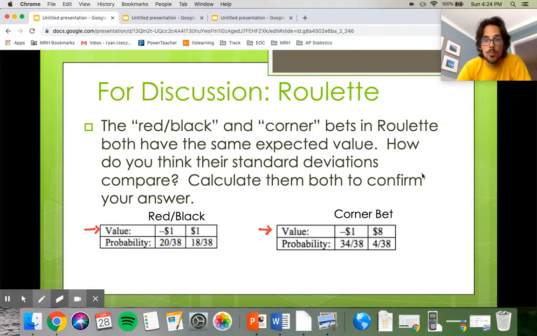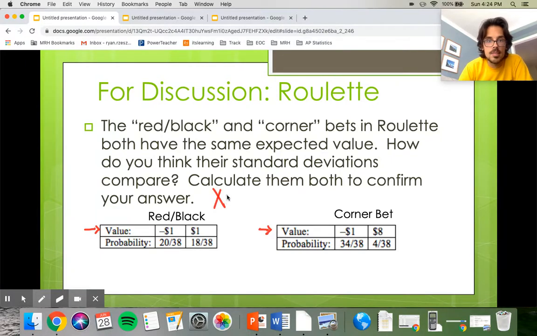And it should hopefully be that this corner bet has a larger standard deviation because the values are farther apart. There's going to be more varying from the mean of whatever it is. So if you're going to calculate a standard deviation, you have to know the mean first.